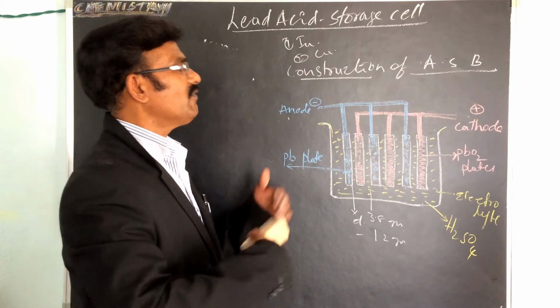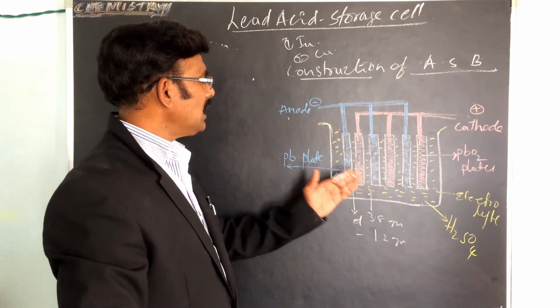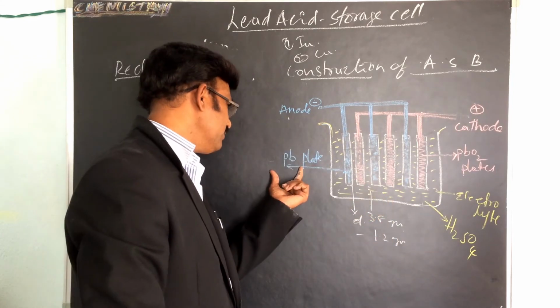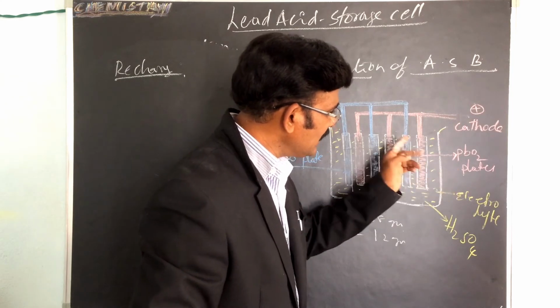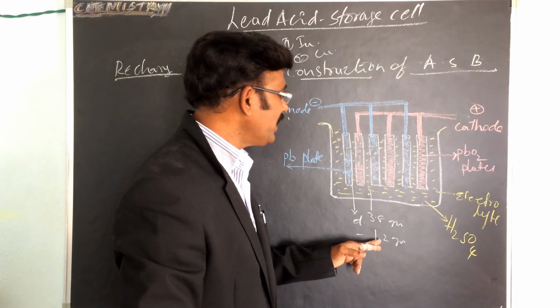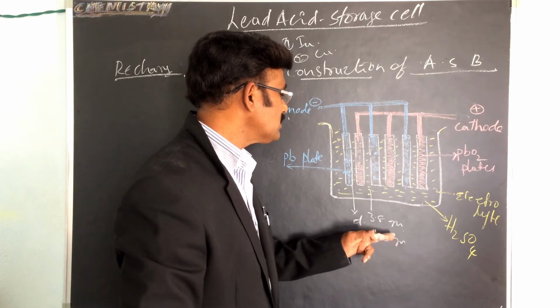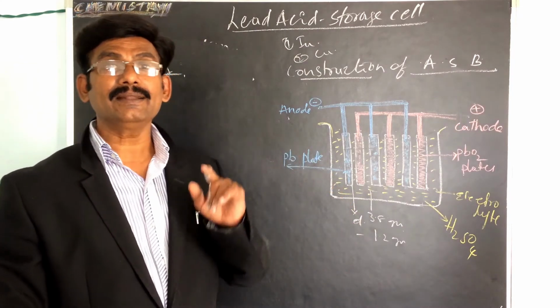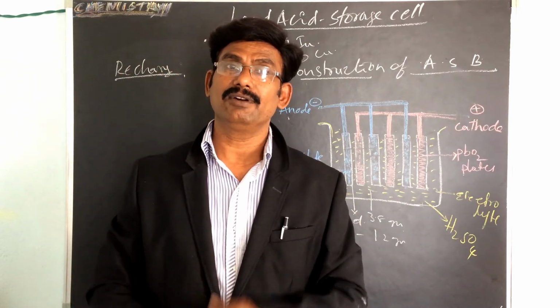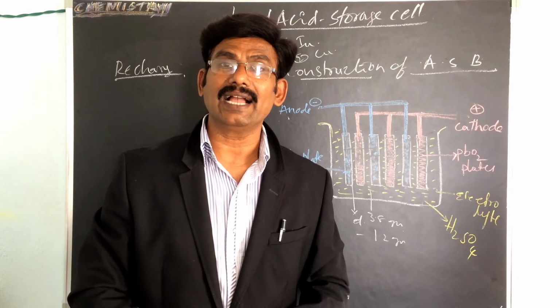Now all these things are reversed. The lead sulfate goes to lead at the anode side, and lead sulfate goes to lead dioxide at the cathode side, and the sulfuric acid goes from 1.2 density to 3.8 density. This happens in recharging the battery. So what is the reaction?